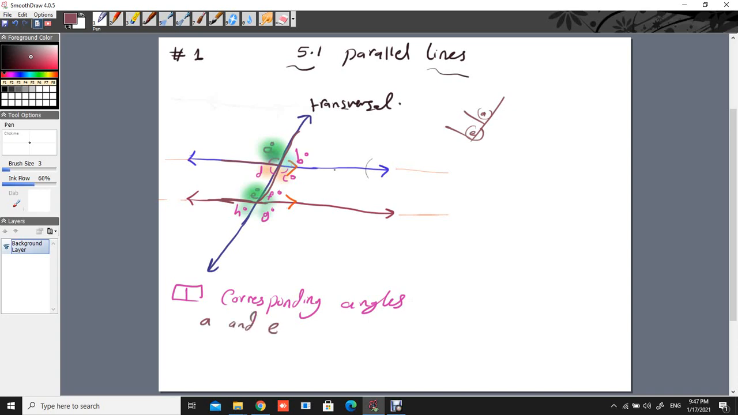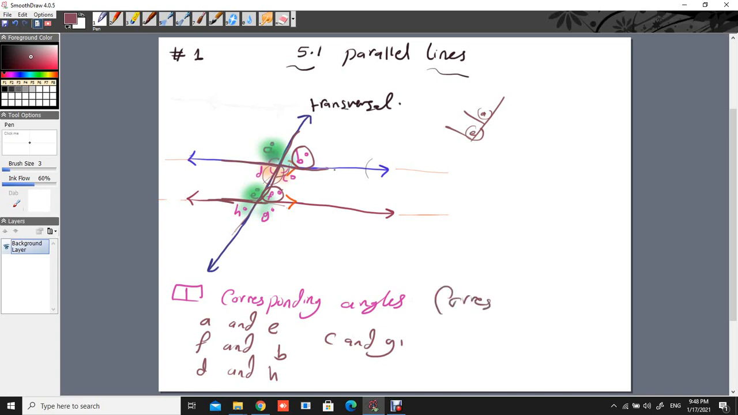Here you can see also F with B. It's like an F upside down. And you can choose D with H. The relationship between D and H is corresponding angles. Also C with G. Now you have to know that corresponding angles are equal.